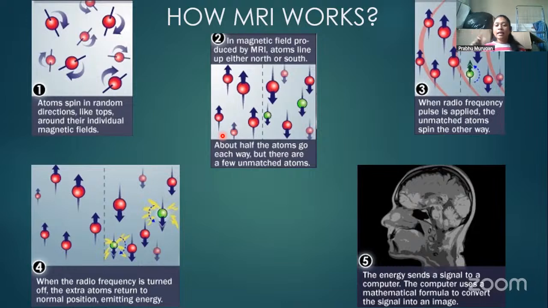Okay, so the alteration to the hydrogen atoms caused by the frequency of the magnetic field is going to be captured as an energy by the computer system. It is going to convert it into a black and white image to give you the final radiograph. Okay, this is your basic principle of MRI.